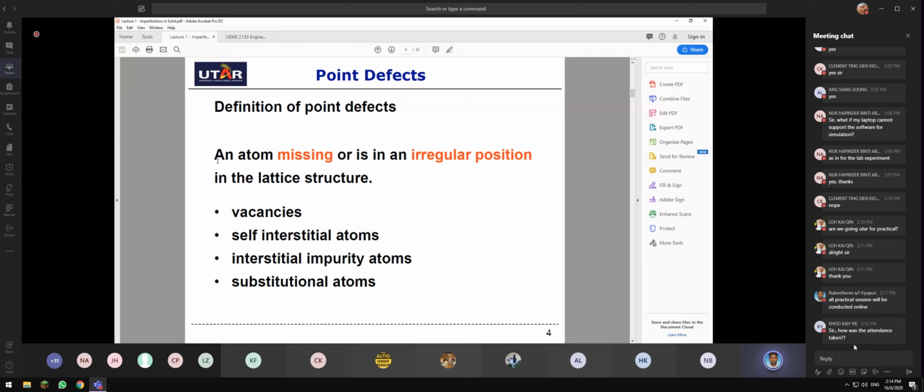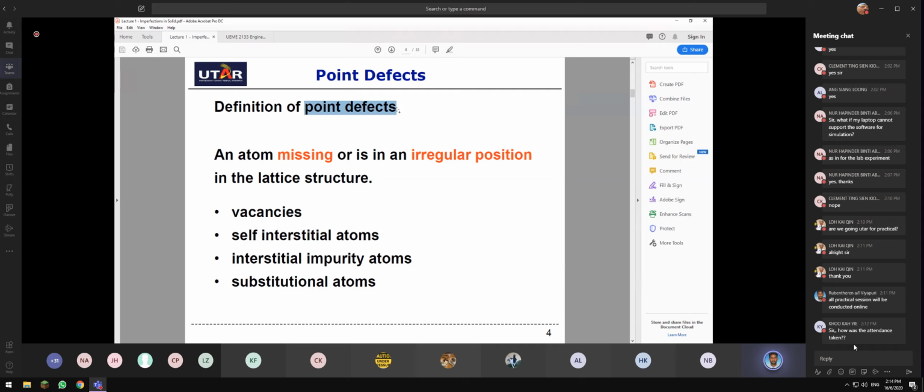Point defects means that you can highlight this: an atom missing or in an irregular position in the lattice structure. So you know lattice structure, you have lots of lattice structures, right? HCP, BCC, and so on. So an atom missing or in an irregular position in the lattice structure. So that is point defects.